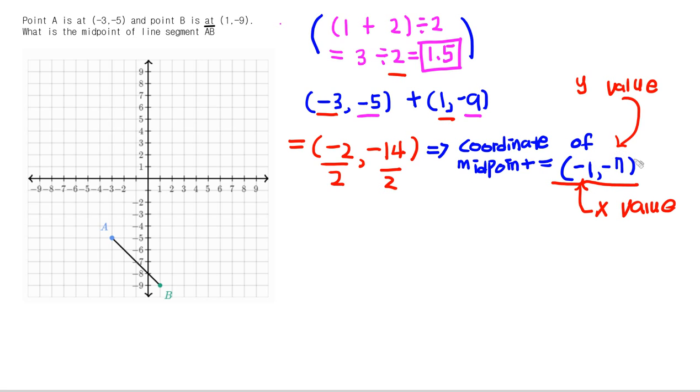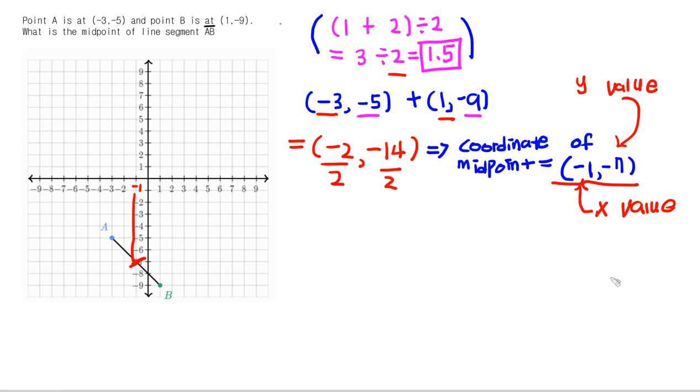But we can actually verify it. We said that here is our midpoint. Let's try it out: here is -1, and it goes all the way down to -7. We got it right.